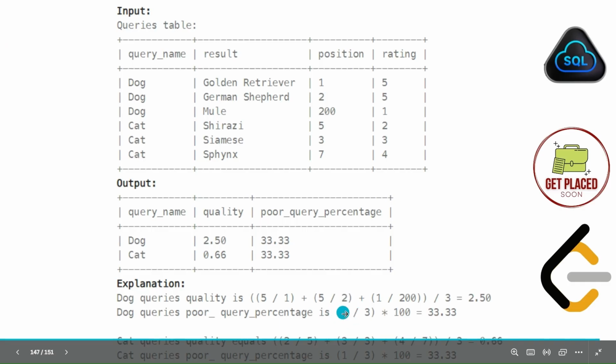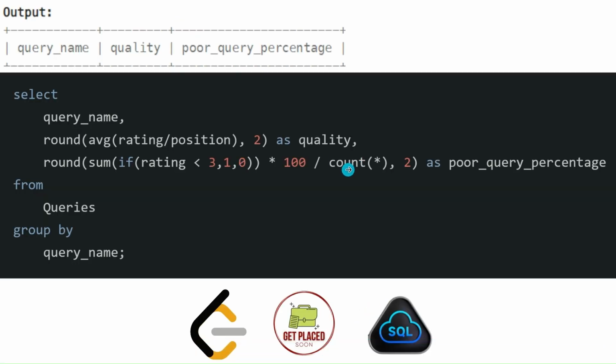Now, however many we have counted, that is the numerator done. The denominator will be the number of entries, right? So to calculate the number of entries, we'll do count of star. Once we are done with calculating the rating, as mentioned earlier, we are supposed to round the result to 2 decimal places. So round, everything will be under the first parameter, the second parameter will be 2 decimals, therefore 2. And this will be the column name. I hope you understood how to write this solution.